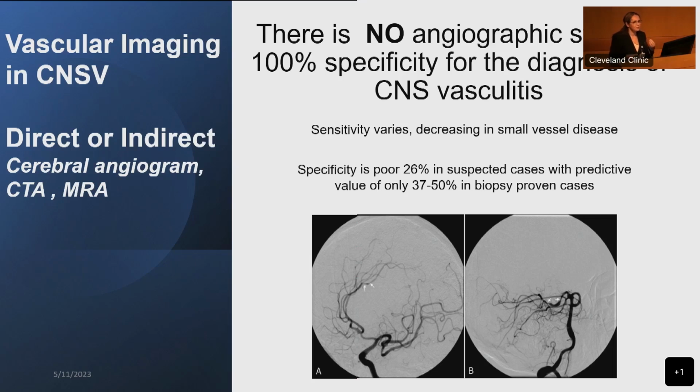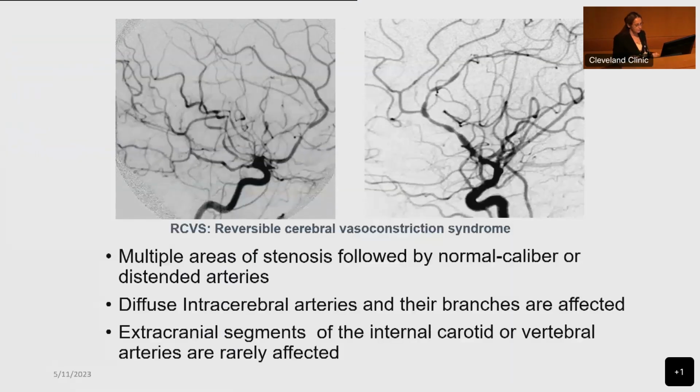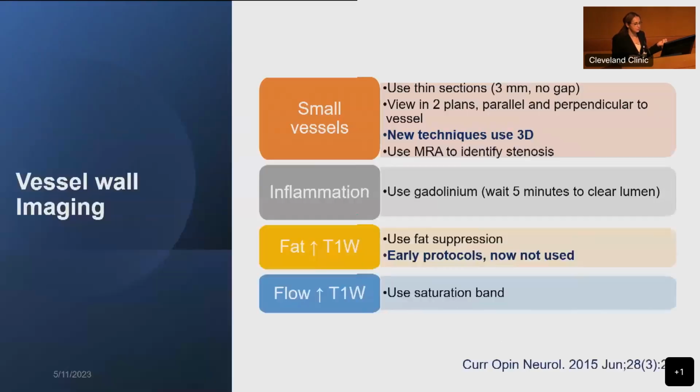So a negative angiogram does not rule out a vasculitis, and a positive cerebrovascular imaging does not mean the patient has vasculitis. This is a patient with RCVS, where you see multiple areas of dilatation and stenosis in multiple beds, and this is a vasospasm. This is not a vasculitis.